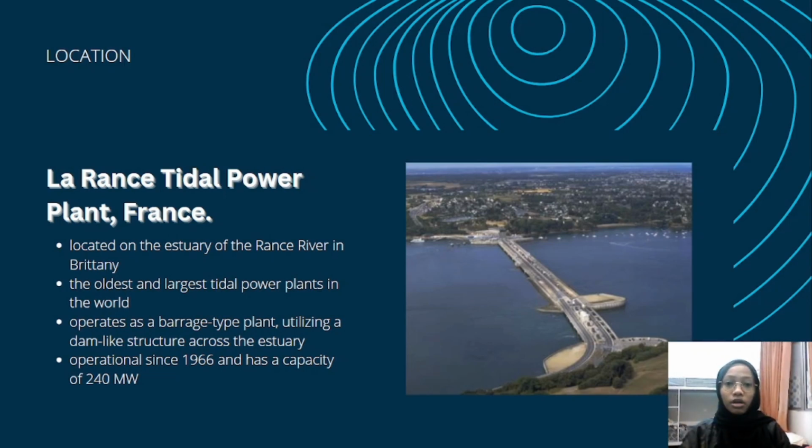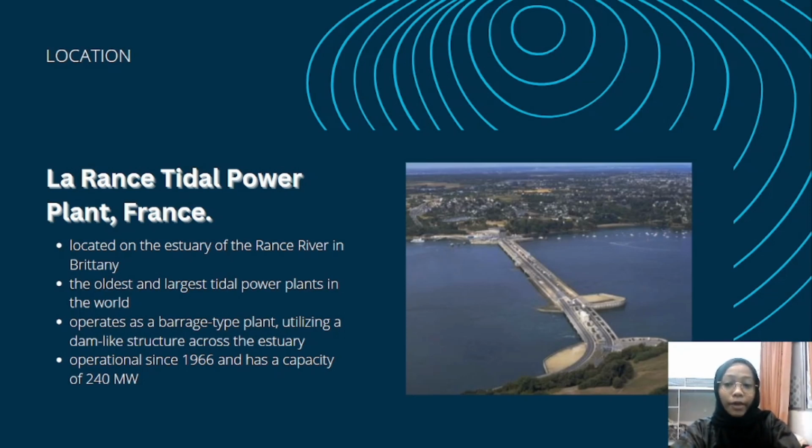For this, I want to present about the location of the generation plants for tidal. First, the location is the Rance Tidal Power Plant in France, located on the estuary of the Rance River. This power plant is the oldest and largest tidal power plant in the world.